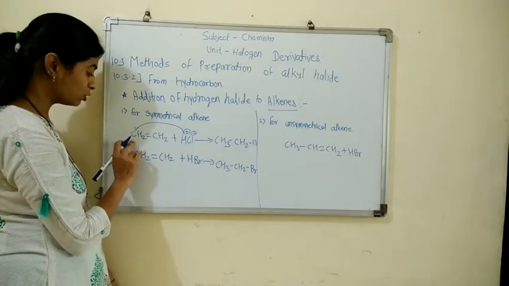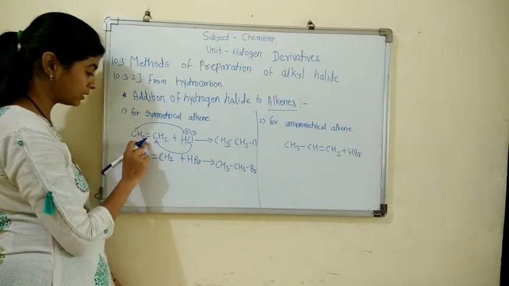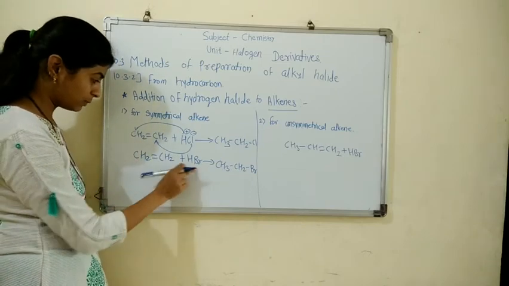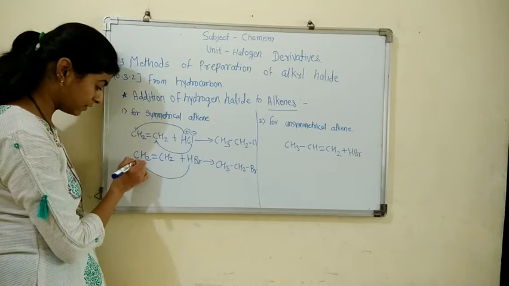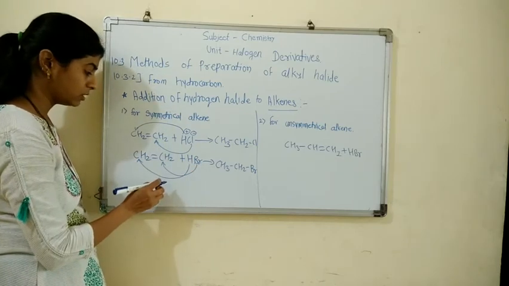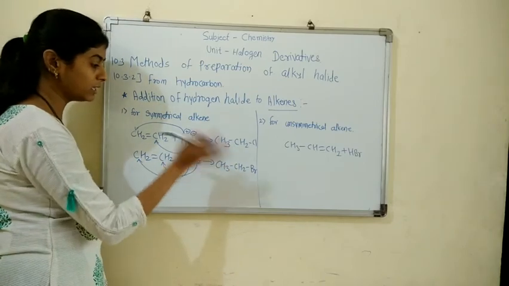This H positive goes to one carbon atom of the double bond and Cl goes to the other carbon attached with the double bond. In case of HBr, same. H positive ion will go to the first carbon atom while Br goes to the second, or vice versa. Then the product will be the same, ethyl chloride, ethyl bromide.